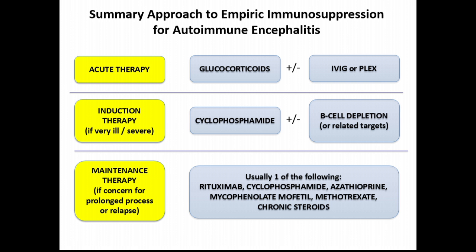So this is our typical approach. For acute therapy, we do glucocorticoids plus or minus IVIG or plasma exchange. For induction therapy, if the patient's very ill or the case is severe, we'll do cyclophosphamide plus or minus B-cell depletion. In children, our practice has been to favor B-cell depletion and try to avoid cyclophosphamide. Although there's literature in NMDA of treating with both in combination, which reflects the CNS lymphoma type treatment approaches, and I also think reflects the history of this disease originally being described and managed by neuro-oncology. And then maintenance therapy can be any number of steroid-sparing agents or even chronic steroids.